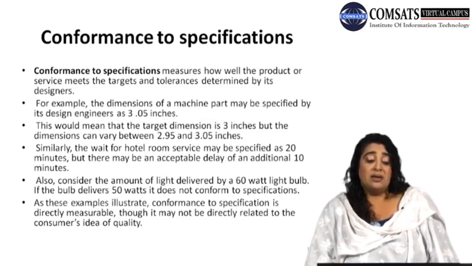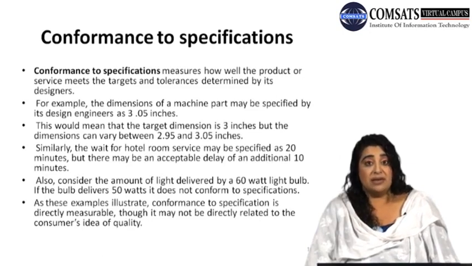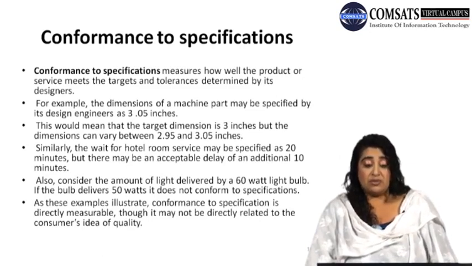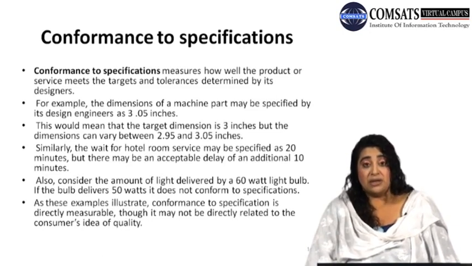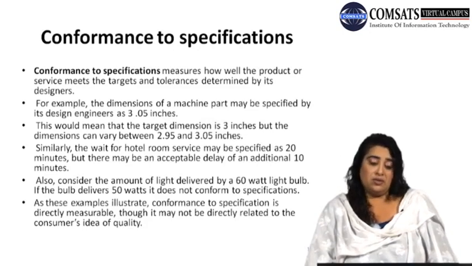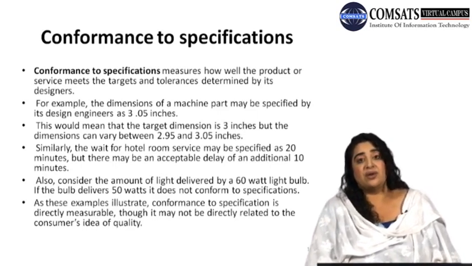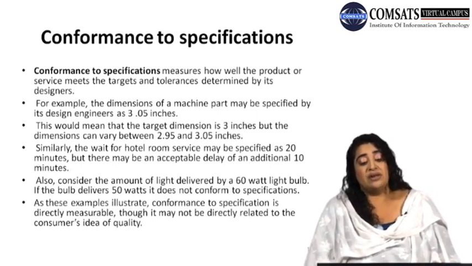Now, similarly, another example would be the wait for hotel room service may be specified as 20 minutes. But there may be an acceptable delay of an additional 10 minutes. So if we look at conformance to specifications, whatever targets we have set, does our quality or our service meet that specific target? For the second example, let's say you are staying in a hotel and you order something, and the room service delivery time they have set is 20 minutes.